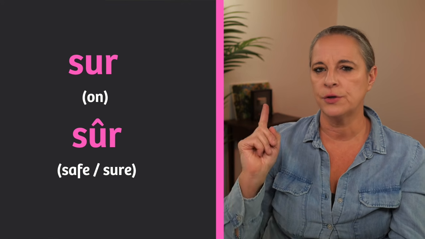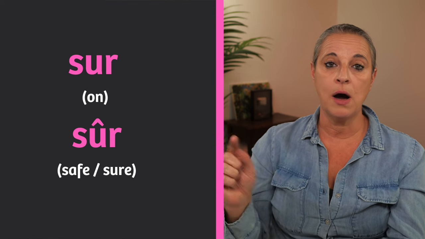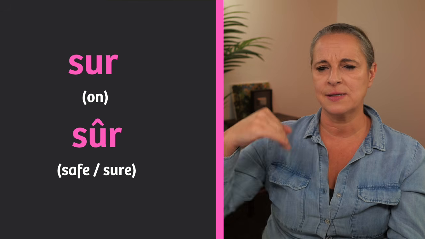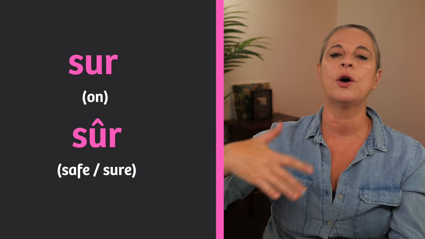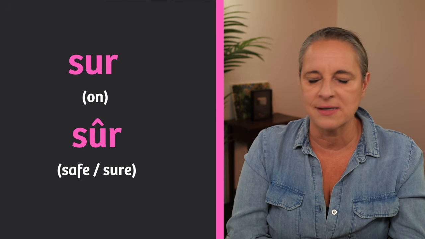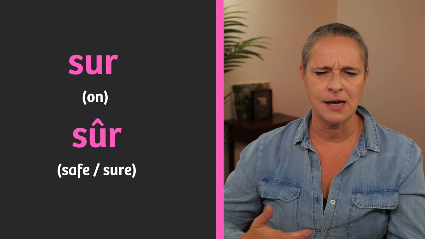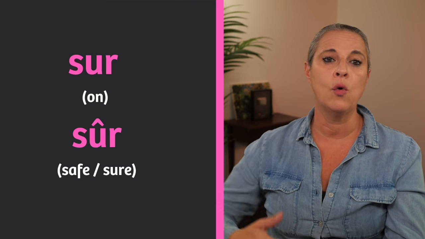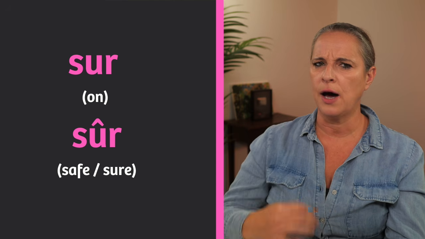For example, you would have this on the word sur. S-U-R without accent circumflex means on or on top of. However, put an accent circumflex on top and it means safe, sûr, or j'en suis sûr, I am sure of it.